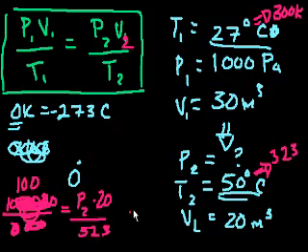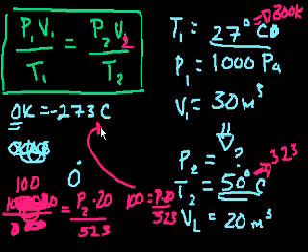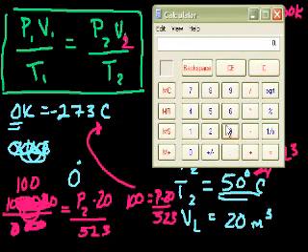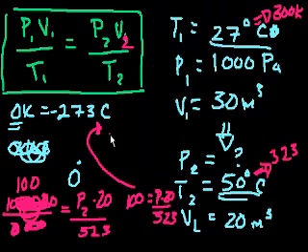So we have 100 is equal to P times 20 over 323. I'm running out of time. If I were to just solve for it, 323 times 100 divided by 20, my new pressure is 1,615 pascals. And I just solved this equation, and the hard part was converting to Kelvin. See you in the next video.